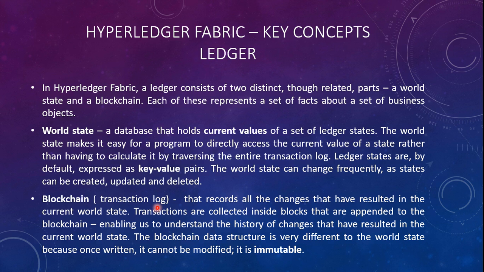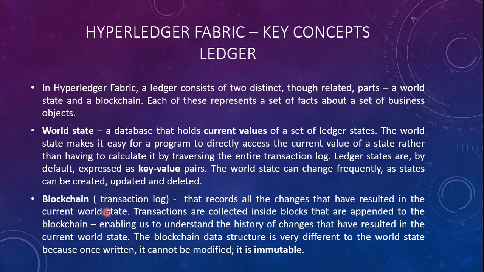And the transaction log, which is the blockchain, records all the changes that resulted in the current world state. As we keep on adding transactions, the transaction log keeps on changing the world state. The transactions are collected inside blocks that are appended to the blockchain, enabling us to understand the history of changes that resulted in the current world state.